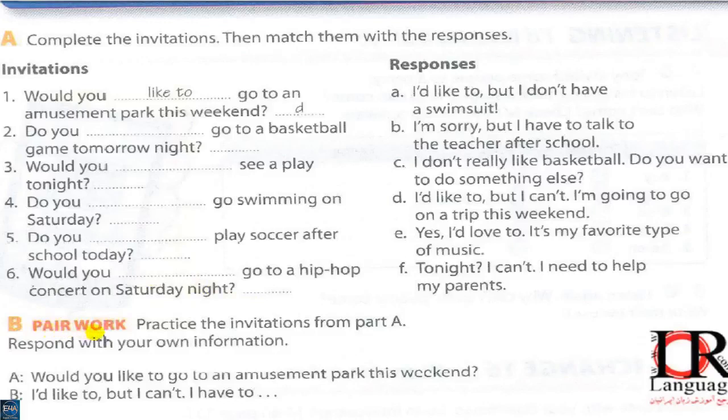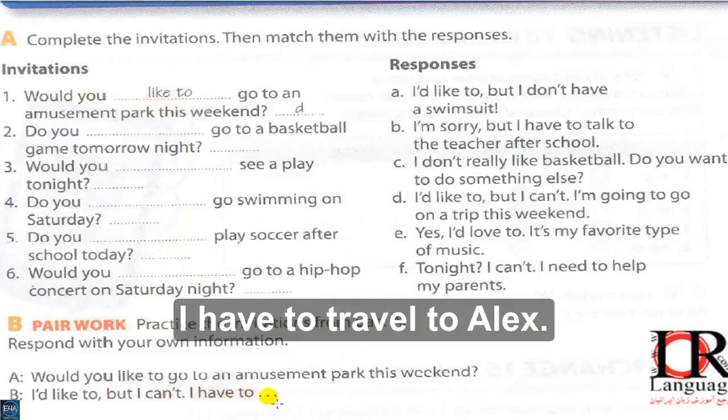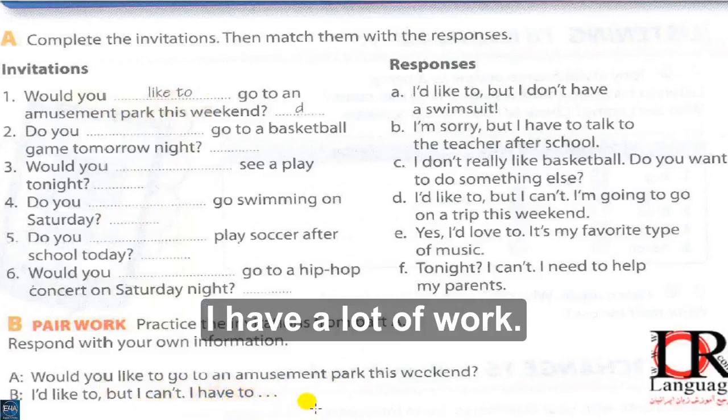B, pair work. Practice the invitations from part A. Respond with your own information. Example: Would you like to go to an amusement park this weekend? This is number 1. Would you like to go to an amusement park this weekend? I'd like to, but I can't. I have to travel to Alex. I have a lot of work.